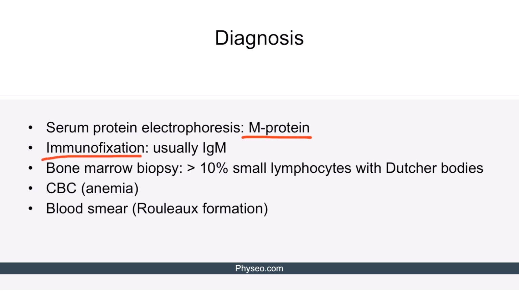Immunofixation helps determine the type of M protein. In Waldenstrom macroglobulinemia, the clonal immunoglobulins produced are usually IgM. A bone marrow biopsy will show infiltration of more than 10% of small lymphocytes, likely with intranuclear IgM-containing vacuoles, also called Dutcher bodies. Other likely findings include anemia on a CBC and rouleau formation on a blood smear.